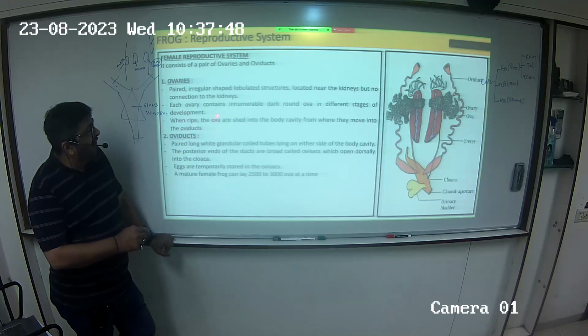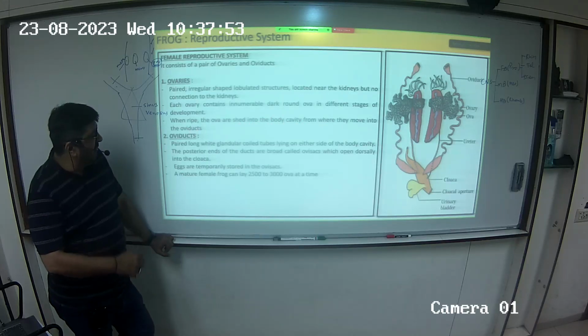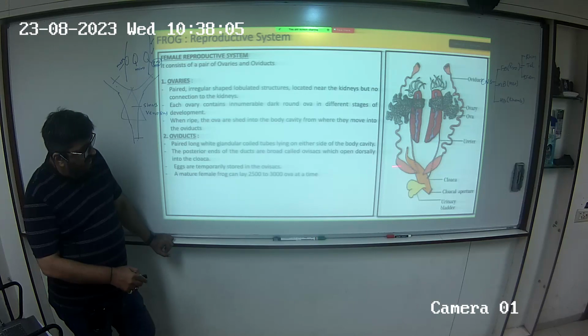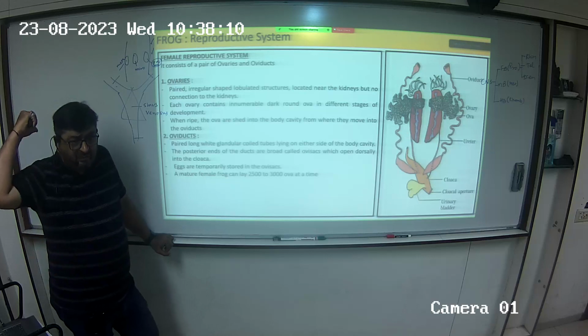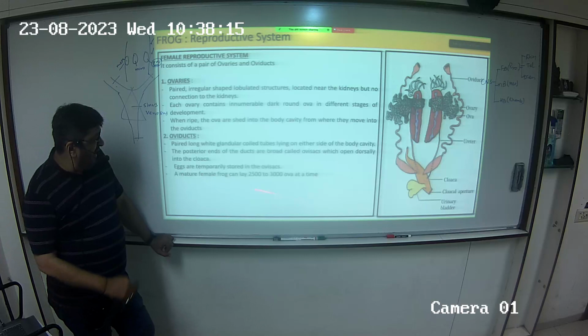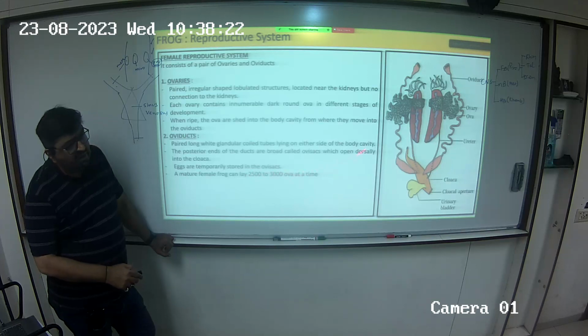When mature, the ova are shed into the body cavity from where they move into the oviducts. Oviducts are paired, long, wide, glandular, coiled tubes lying on either side of the body cavity. The posterior end of the ducts are broad. This is the broad part of the posterior end, called as ovisac, which open dorsally into the cloaca. Cloaca में पीछे की तरफ खुलते हैं वो. Dorsally into the cloaca. Eggs are temporarily stored in the ovisac. A mature female frog can lay up to 2,500 to 3,000 ova at a time.